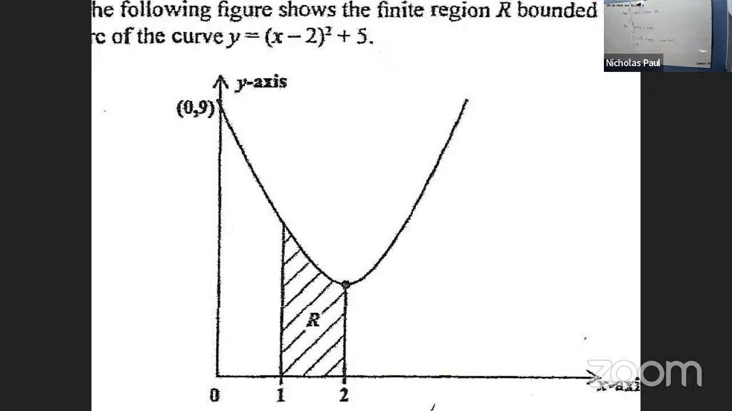Take your time when you're expanding it out. Expand it fast.